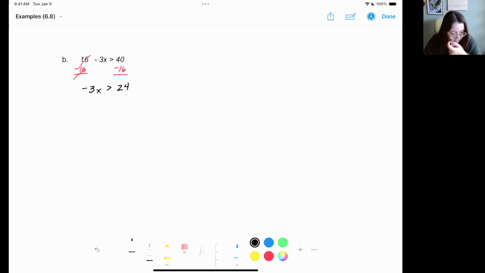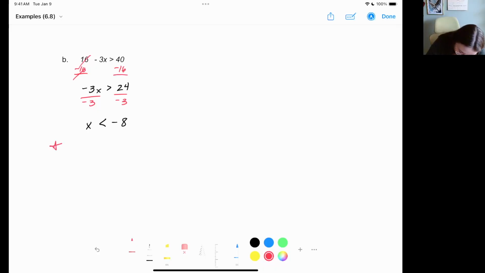So now that we have 24 here, we're going to solve for x. Now x is being multiplied by negative 3, so we want to get rid of that negative 3. We do that by dividing by negative 3. And we are now dividing by a negative number. So we have our x, 24 divided by negative 3 is negative 8. And what we see here now, we've divided by a negative number, we flip the sign. So instead of greater than, it is now less than.